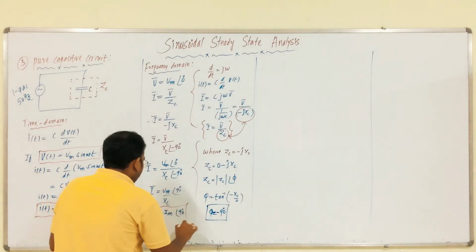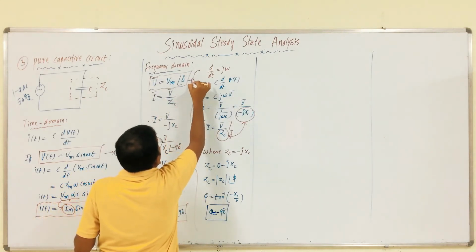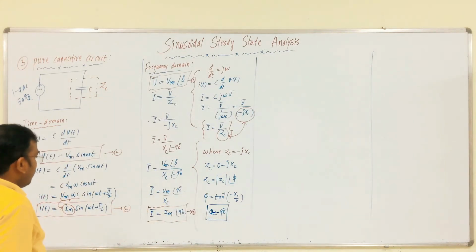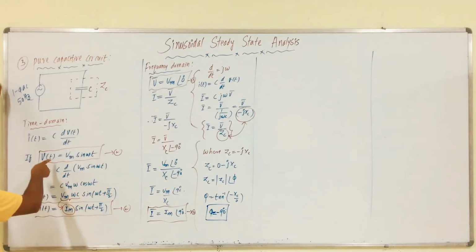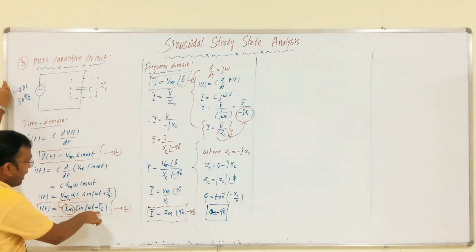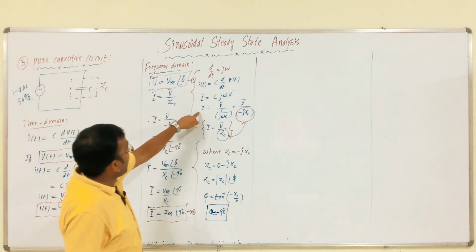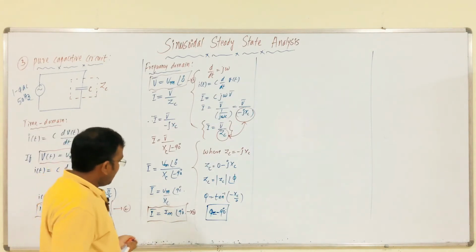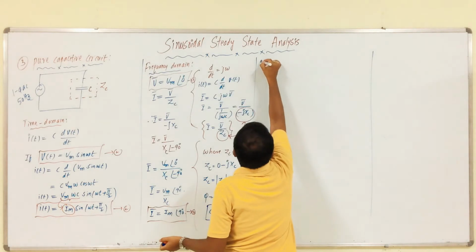This is current. Clear? This is voltage, this is 1, this is 2. V is equal to Vm at an angle 0, I is equal to Im at an angle 90. With respect to time domain, Vm sin omega t plus 0, Vm at an angle 0. Like this, Im at an angle 90. Clear with this? So this is the analysis for this representation. Then next we have to discuss the observations.